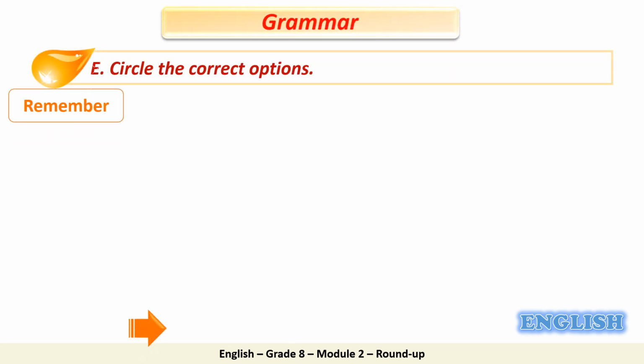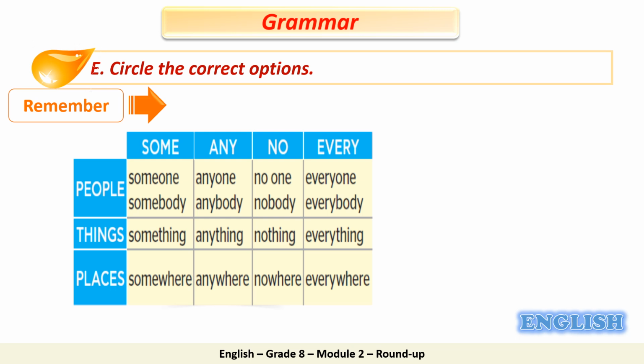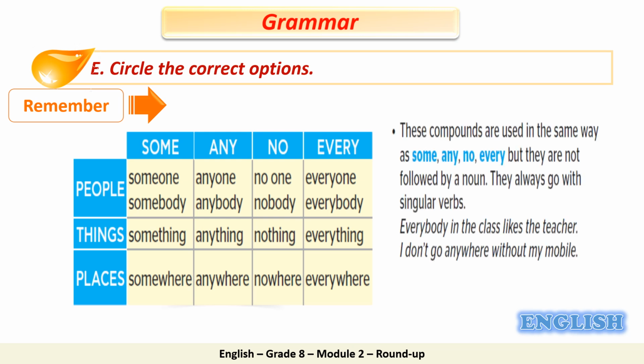Alright guys, in this part, we should circle the correct options using some, any, no, every. Please don't forget that we use some by saying someone, somebody, anyone, anybody, no one, nobody, everyone, everybody, and so on. We use them to speak about people. We can say also something, anything, nothing, everything when we speak about things. Places, somewhere, anywhere, nowhere, everywhere. Excellent and good job.